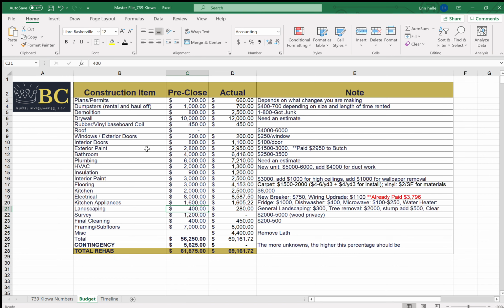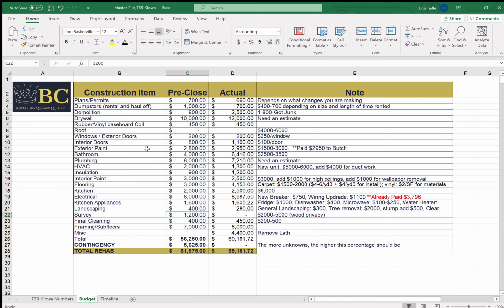Landscaping, we budgeted $400. We only ended up spending $280. We basically just cleaned up the yard and cut the grass. We were going to do a survey because we were going to split the lot, but we decided not to do that because there really isn't a lot of development in the area, and we figured it would take a really long time to sell that lot, and it was going to cost us $1,200 to do the survey, plus it was going to take them 7 to 8 weeks just to get us the survey back.